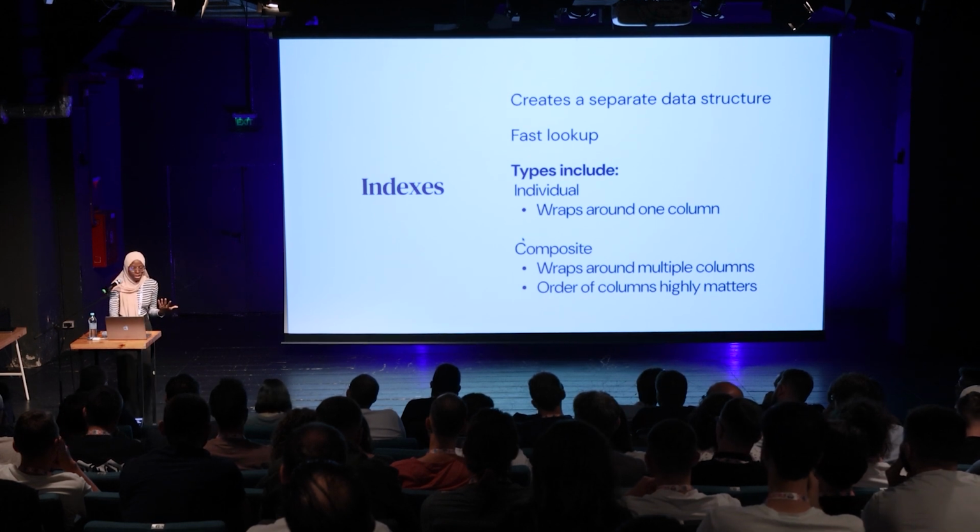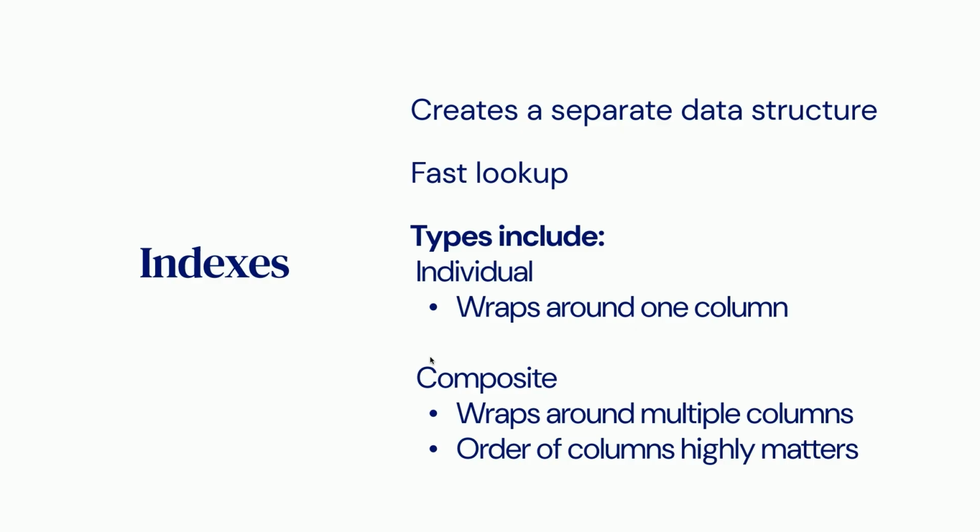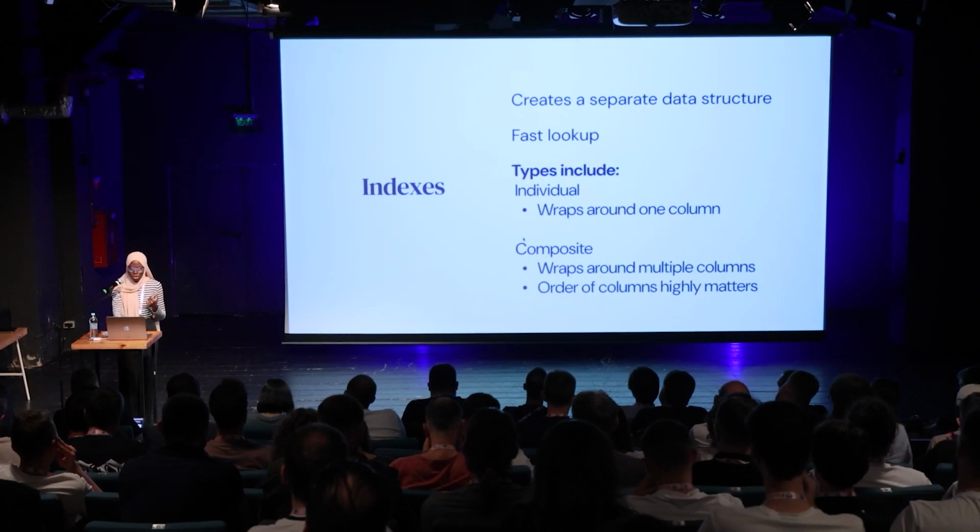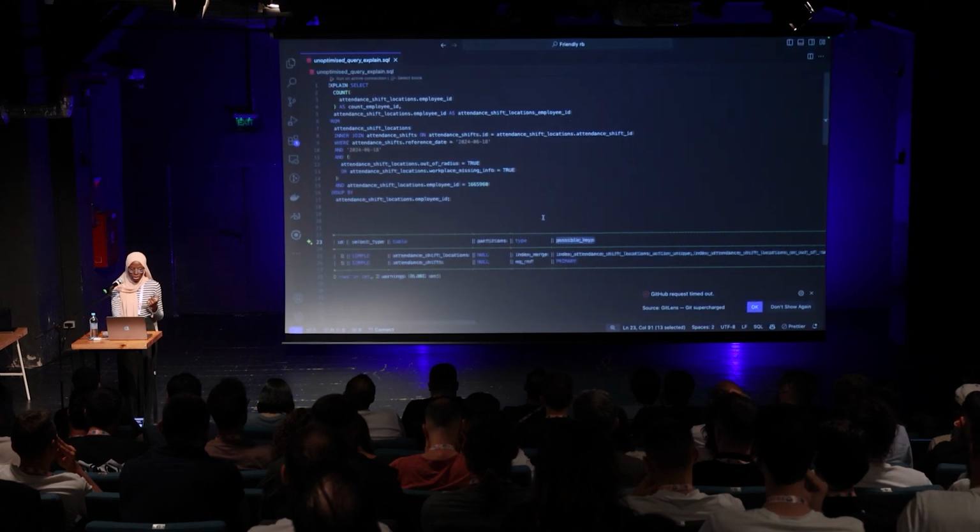And it has different types. The individual index, which I tried to explain earlier, meaning that an index is only wrapping around one particular column, and we have the composite index, which is an index wrapping around multiple columns. And the composite index comes with its own set of rules. The one I'll be speaking mostly about here is the order of the columns, how we order the columns within this particular index.